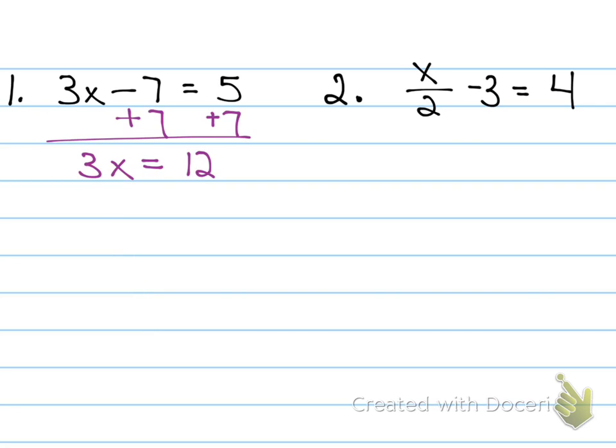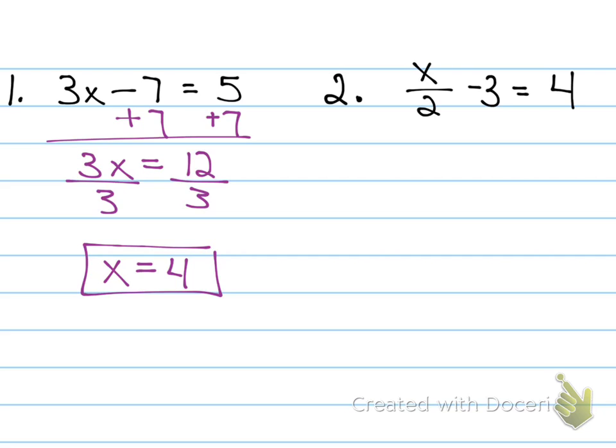Now, many times I will see people, because there's a negative there, they will try to add this. That is not correct because you just told me what operation is connected. Multiplication, so I must divide both sides by 3.